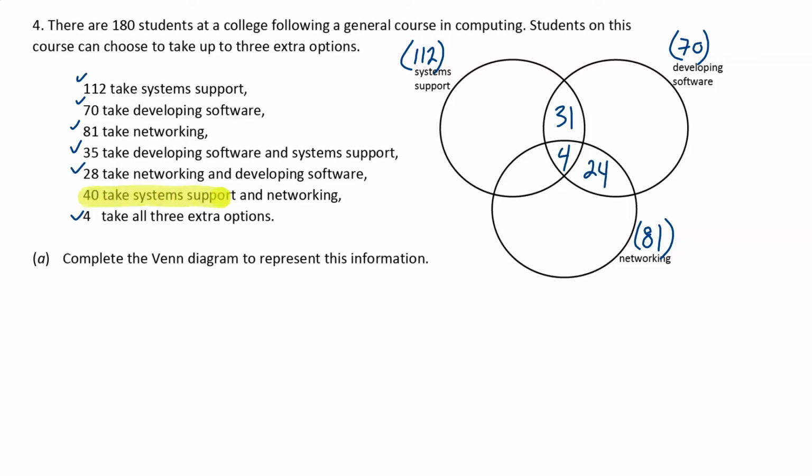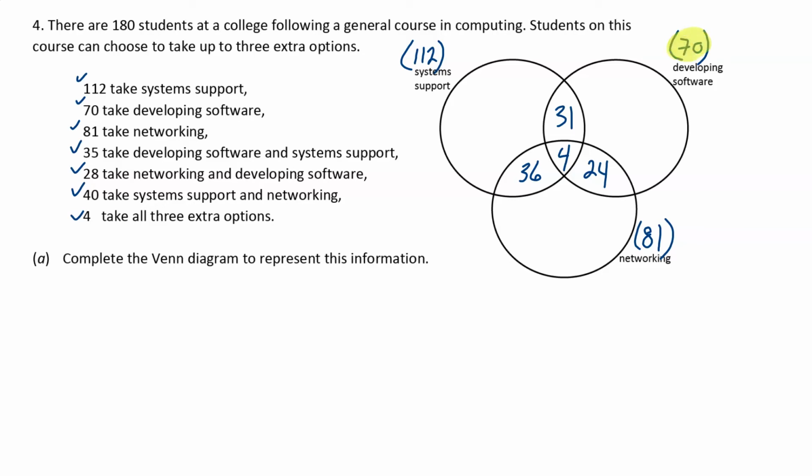Finally, 40 takes system support and networking. Again, it's an "and," so it's an intersection. And we're looking at the space between networking and system support. If there are 40 and we already have 4, the balance there will be 36. Now we have enough information to complete the Venn diagram.